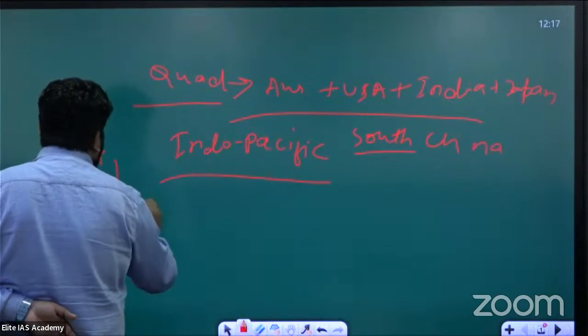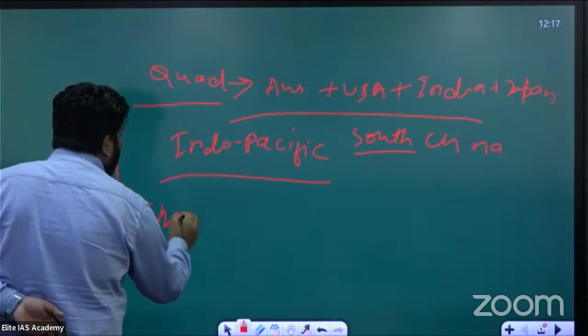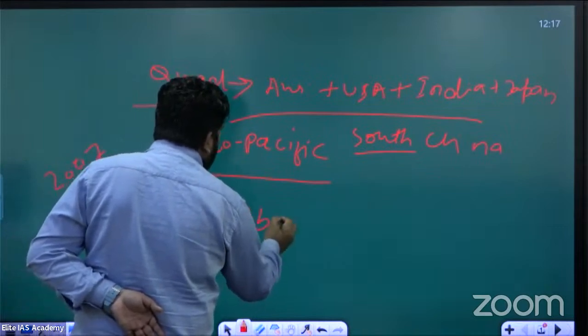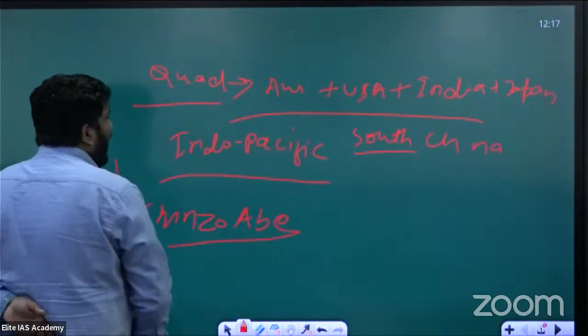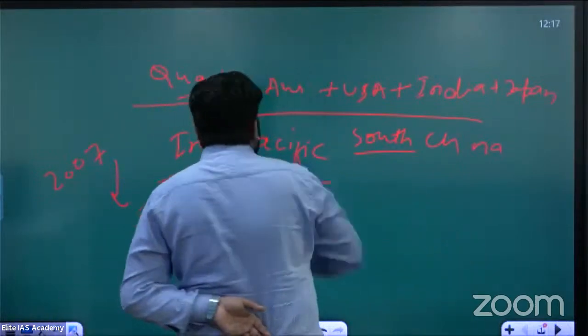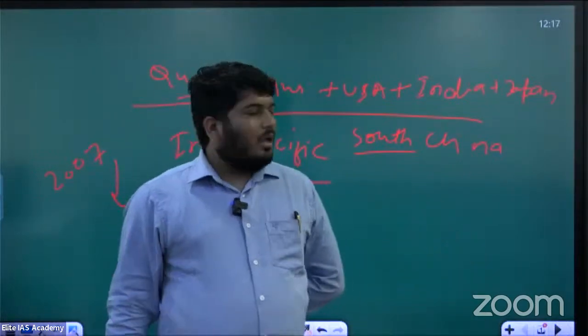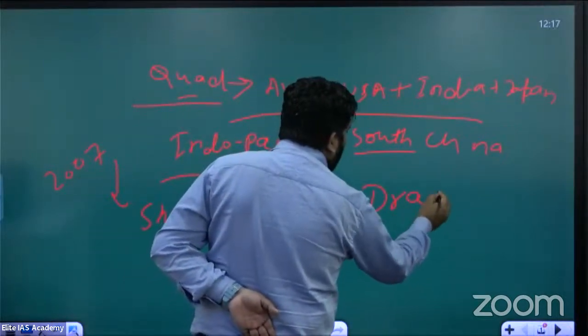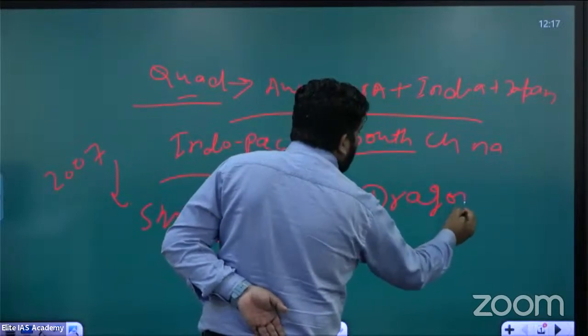the Prime Minister of Japan, Shinzo Abe, then Prime Minister, right now he is not the Prime Minister, called for Quad again. Why did he call for Quad again? Because of China, you know that we also call China a dragon. So the dragon is expanding its base.